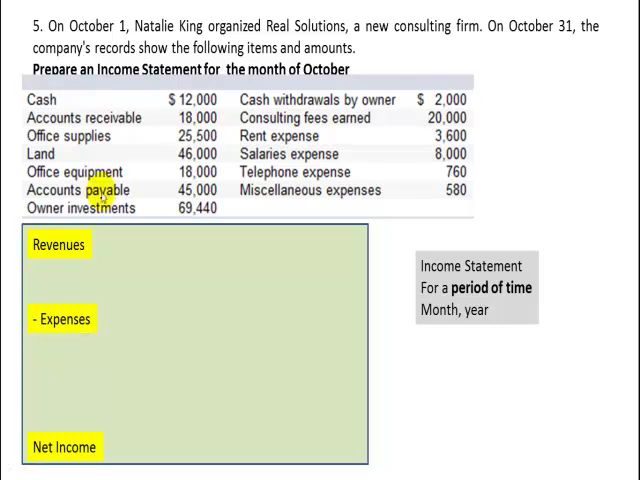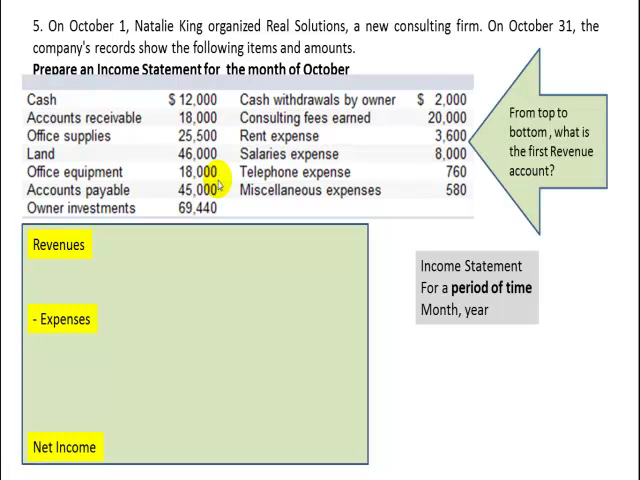And our first revenue account, from the top to the bottom, what's the first revenue account? Well, the answer is consulting fees earned, which is $20,000. As a matter of fact, that's the only revenue account.